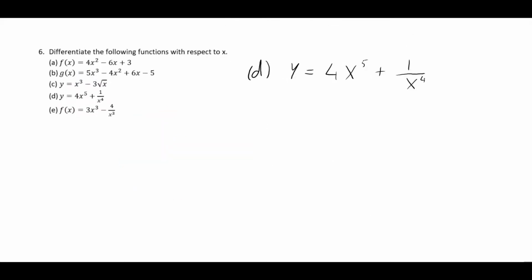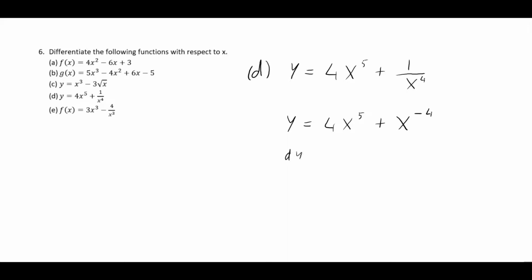So for question D, again, we're going to have a little bit more tidying up to do here. So you're going to take this without differentiating it first, leave that one as it is, because that's fine. We can differentiate that, and then plus, and then we're going to change this to x to the power of minus 4. So 1 over x to the power of anything is just x to minus that power. So now we can differentiate it.